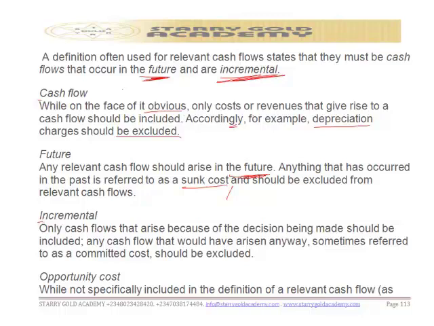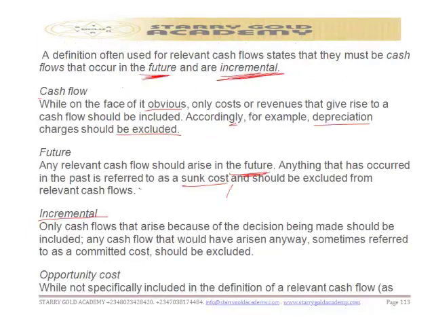And now we have incremental as another condition to determine whether a cash flow is relevant or not. Incremental indicates that only cash flow that arises because of the decision being made should be included. So any cash flow that will have arisen anyway, sometimes referred to as committed cost, should be excluded. The cash flow that comes up as a result of the decision you made is included. But committed cost is another form of sunk cost. It needs to be excluded.